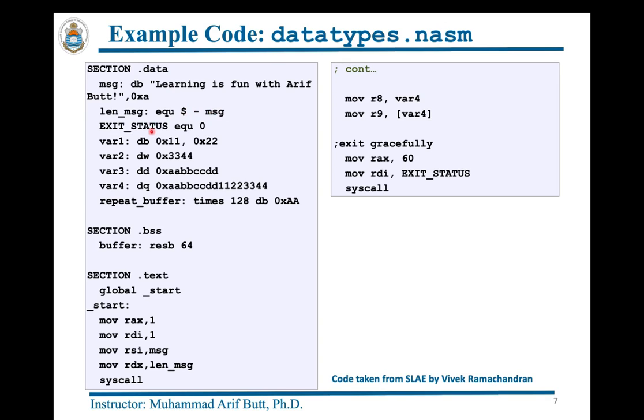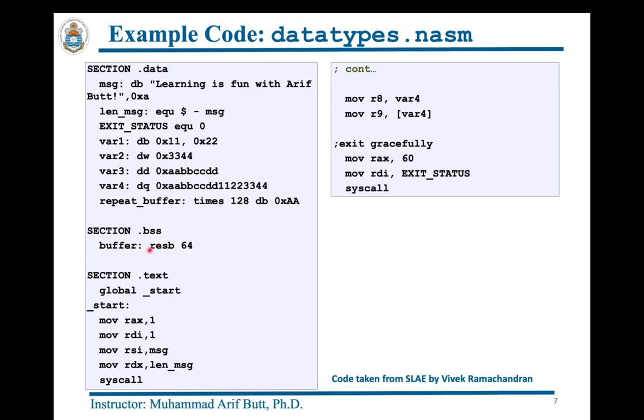Exit status is again a constant with the value of 0. This var1 is an array or sequence of 2 byte type variables containing 1, 1 and 2, 2. This var2 is a word variable of 2 bytes containing 3, 3, 4, 4. var3 is a double word variable of 4 bytes. And var4 is a quad word variable of 8 bytes. And this repeat buffer, this repeats the byte value AA in hex 128 times.